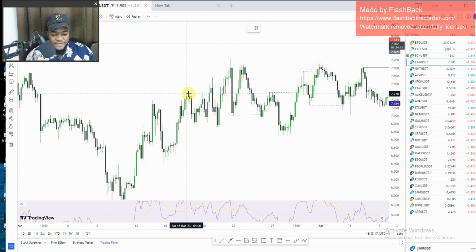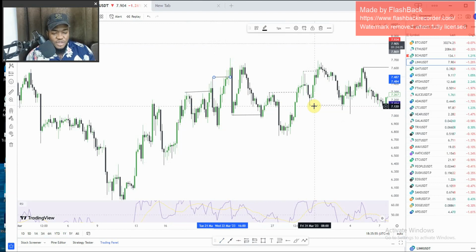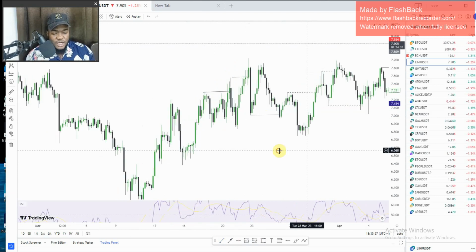You can see that the price from here was breaking here, and it came also here. It was breaking here. Okay, it was breaking all this place. Okay, now let's see what happens in the price.